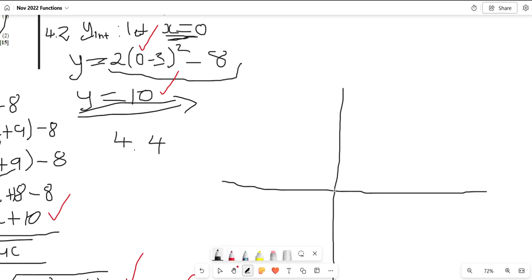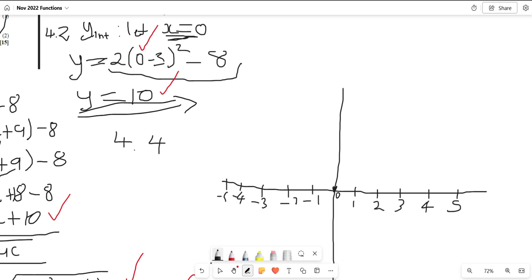On the x-axis, 0 here, 1 2 3 4 5, 1 2 3 4 5. Then we are going to have a 1, positive 2, positive 3, positive 4, and positive 5. Negative 1, negative 2, negative 3, negative 4, negative 5. Sorry about that. Negative 5.